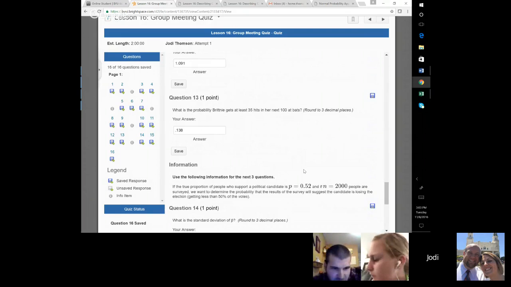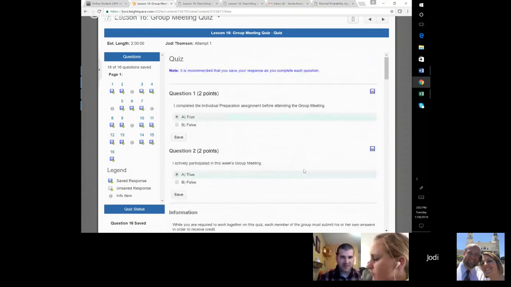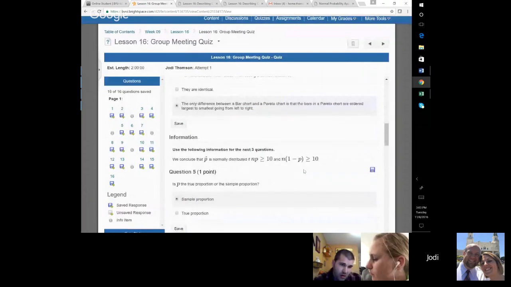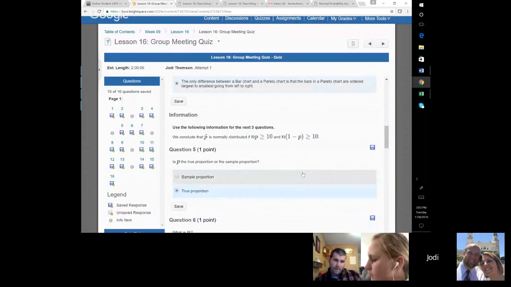Number 5 is true proportion. That's it. Number 5 is true proportion? Okay. P, the true proportion of a sample. I guess X is the sample proportion, maybe. I don't know. Yeah, you're right. So the sample proportion would be the P caret.